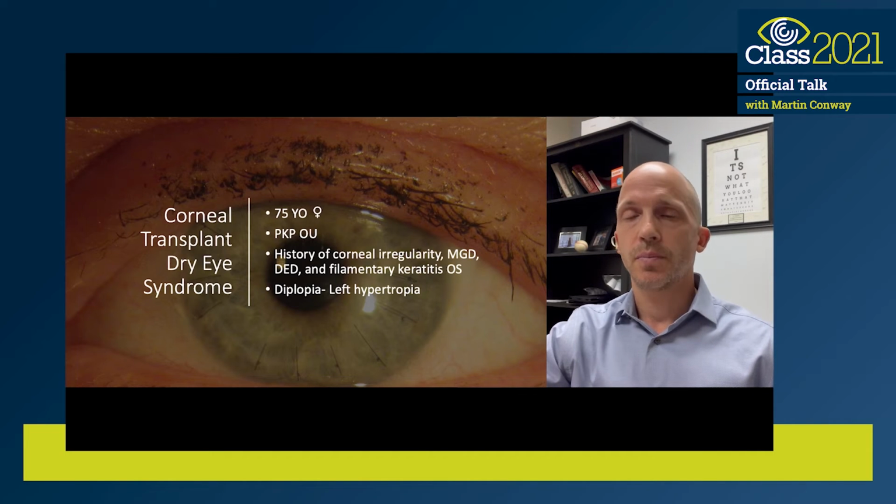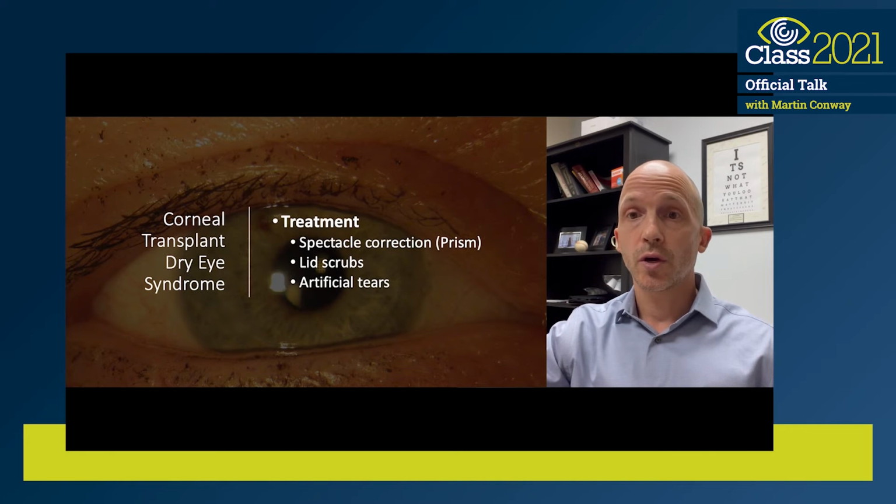The next case is a patient who had bilateral full-thickness corneal transplants and also has dry eye disease. Since her transplant, she has a history of corneal irregularity, high astigmatism, meibomian gland dysfunction, dry eye disease, and filamentary keratitis of her left eye. She also has diplopia, uncorrected, secondary to a left hypertropia. Her current treatment when she reported to our office was just wearing glasses with prism. She was doing lid scrubs and artificial tears.